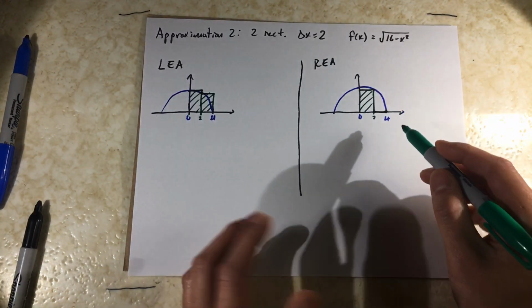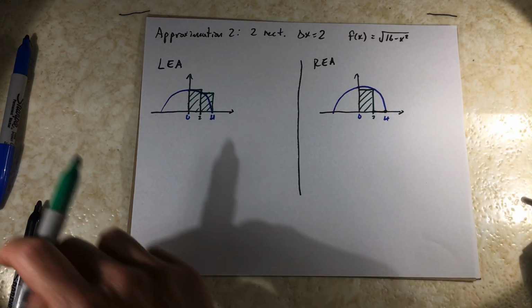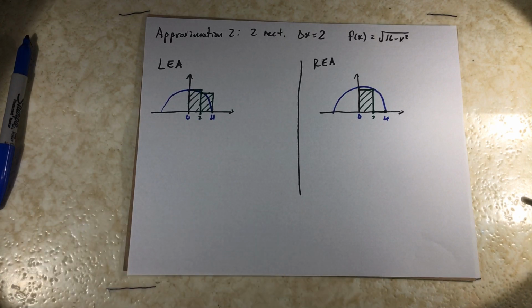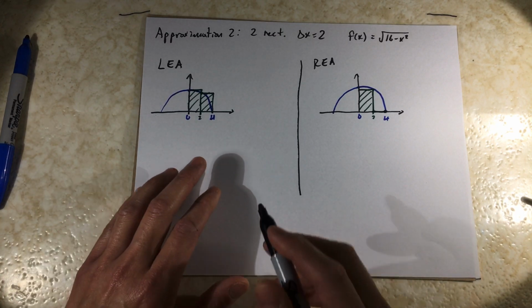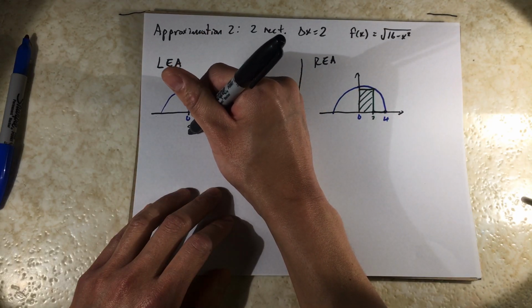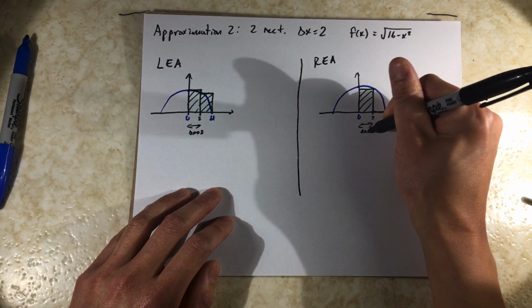But technically that's two rectangles. It's just a rectangle with 0 height. So that's kind of weird. But that is basically what we're trying to do here. Okay? So if we look at these rectangles, they have width delta x is equal to 2.